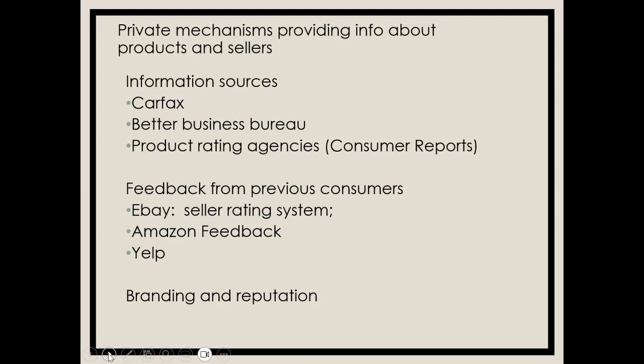Another private mechanism for closing information asymmetries is feedback that's provided from previous customers. eBay has a system where every time someone buys from a seller, they leave them a rating. And you can look and see what kind of ratings the seller you're thinking of buying from has gotten over time. Amazon has a similar system for both the sellers and the products they're selling. And of course, we're all familiar with Yelp, where people leave reviews on various businesses, restaurants, stores, hair salons, whatever.